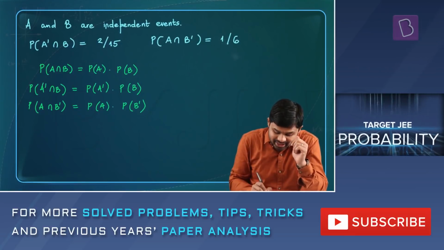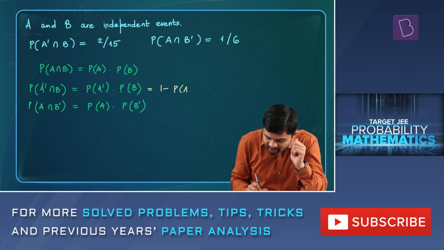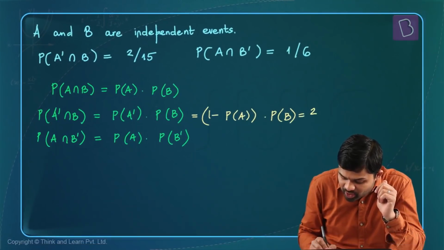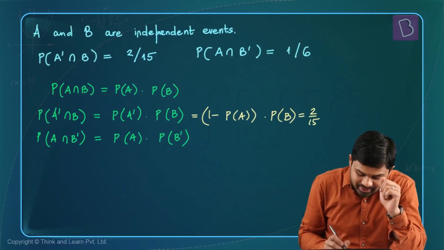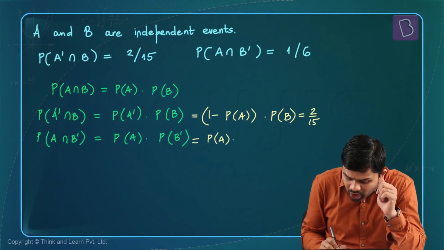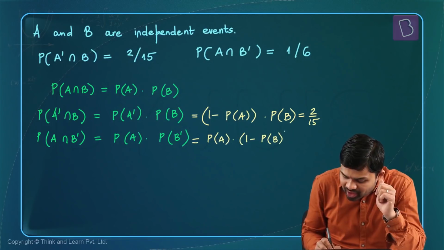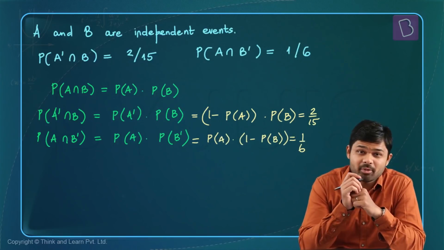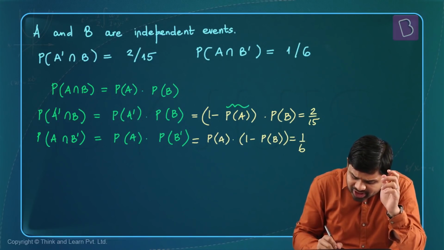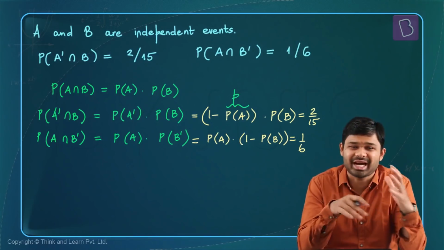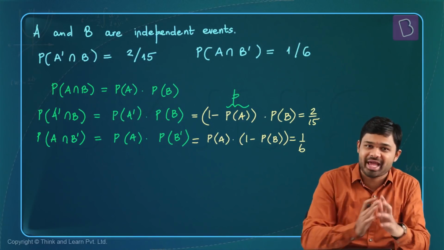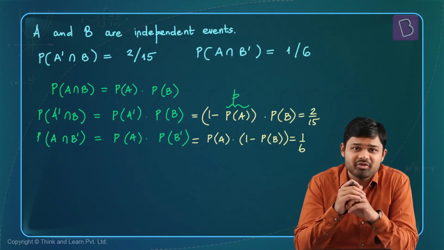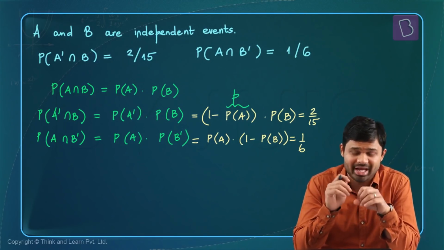So let's do a little bit of mathematical manipulation here, because we know what is probability of A complement. That's nothing but 1 minus probability of A. This is going to be multiplied by probability of B, and we know that this is equal to 2/15. Similarly, probability of A into 1 minus probability of B will be equal to 1/6. The objective is to find the probability of A. I'm going to call P of A, the probability of event A, my small letter p, because I don't want to keep writing capital P of A all the time during my calculation, which is what I have to find out.